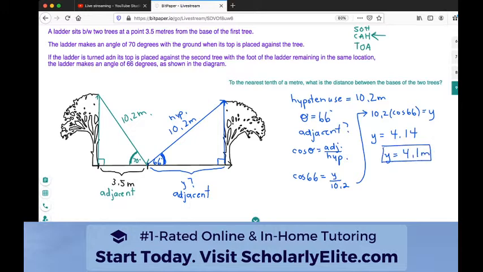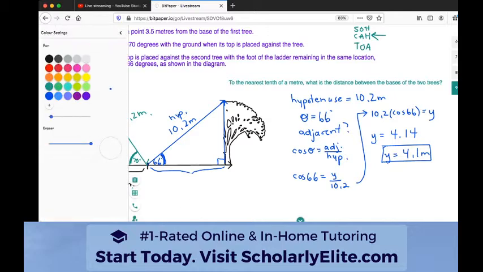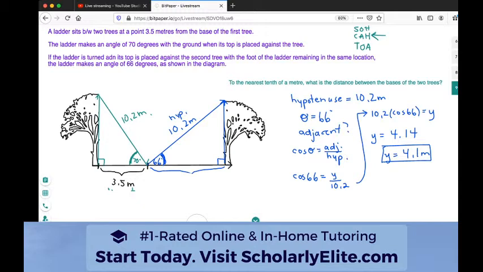Okay, so now all we need to do is take that information and plug it in. So right here, this is 4.1. We know if this is x and this is y, we're going to add these together. So x plus y equals the distance between the two trees. That's 3.5 meters plus 4.1 meters, and that is equal to 7.6 meters.